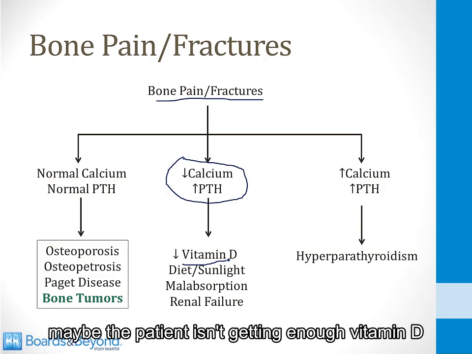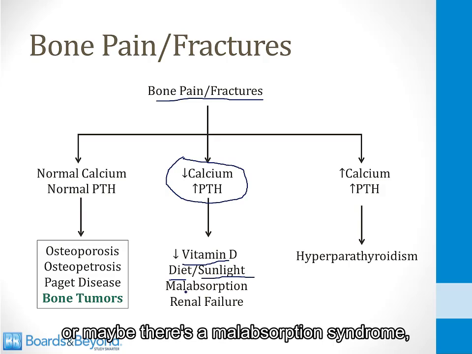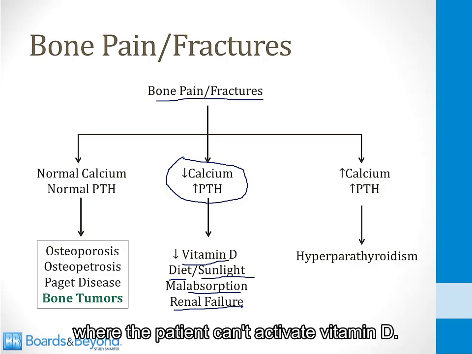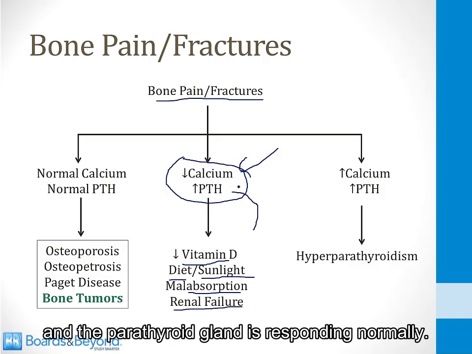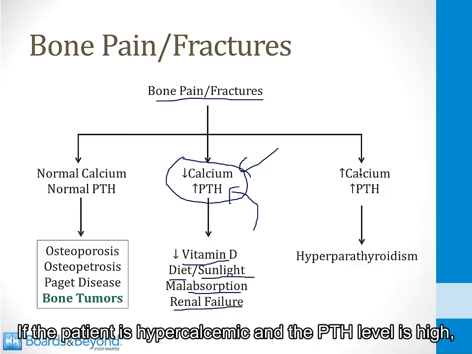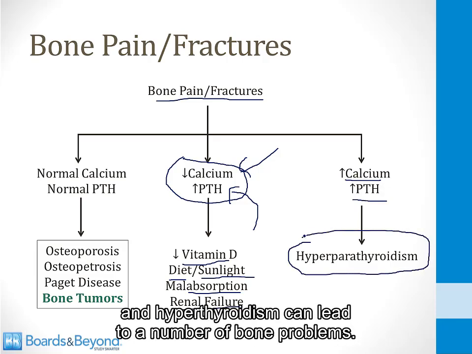Maybe the patient isn't getting enough vitamin D from their diet, or maybe they're not getting enough sunlight, or maybe there's a malabsorption syndrome, or maybe there's renal failure where the patient can't activate vitamin D. But for some reason the patient has low calcium and the parathyroid gland is responding normally, and the reason this often occurs is because of a vitamin D problem. If the patient is hypercalcemic and the PTH level is high, then that patient has hyperparathyroidism, and hyperparathyroidism can lead to a number of bone problems.